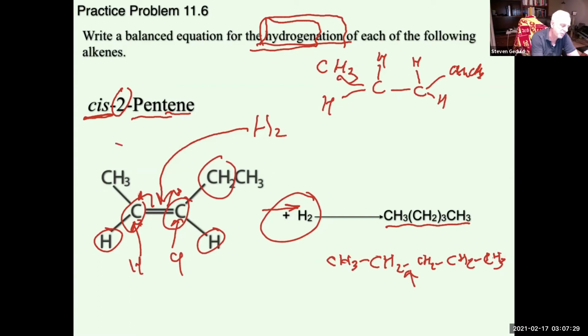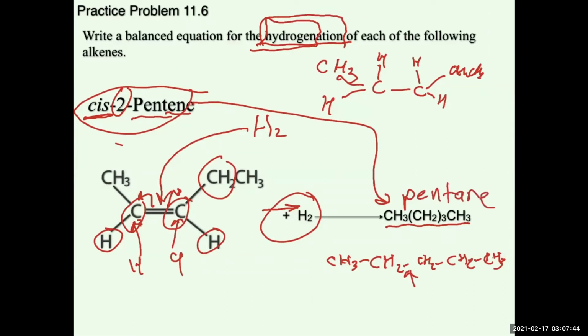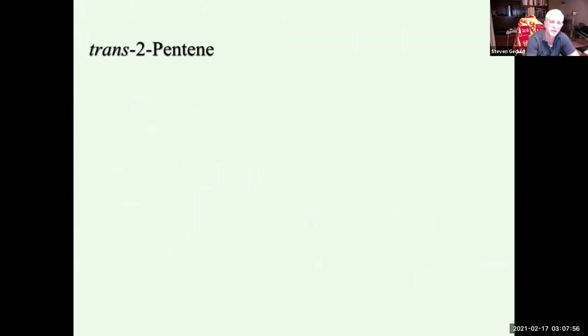So cis-2-pentene becomes, what's the name of this structure? 5 carbons, all single bonds. Pentane, perfect. So cis-2-pentene, the product formed is pentane from hydrogenation. You're adding hydrogen. Trans-2-pentene, again, it's going to be the same thing, right?